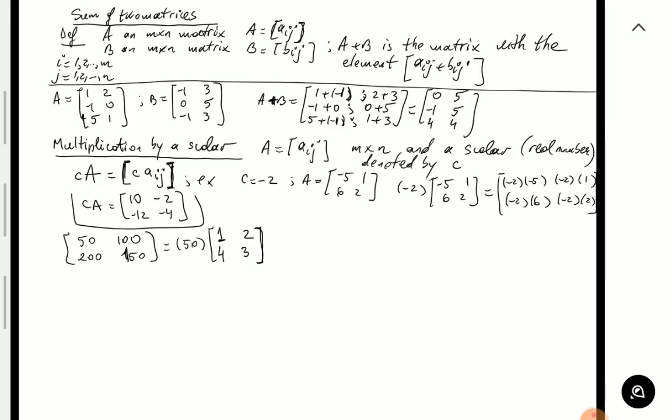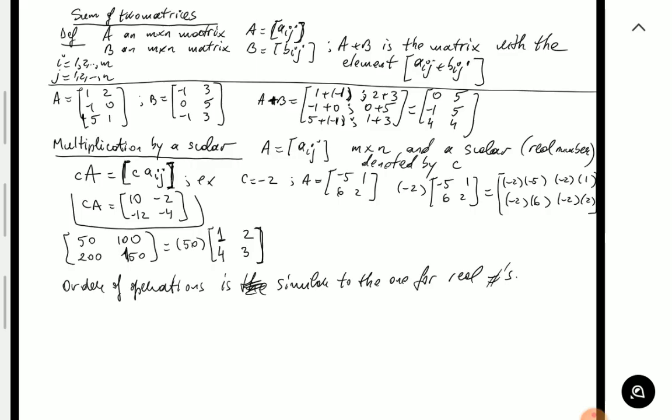So now we come to two important operations that are not as intuitive as these ones. Before I move on to that example, though, let me just state here that the order of operations is similar to the one for real numbers. And this can be proved formally, but we're going to just take it for granted, meaning that you do the multiplication before you do the addition.